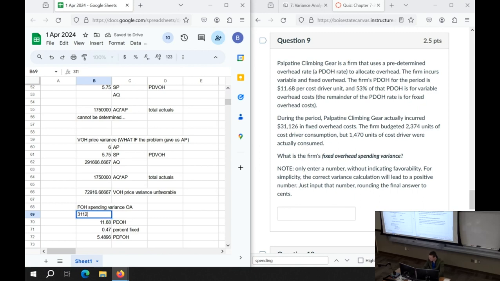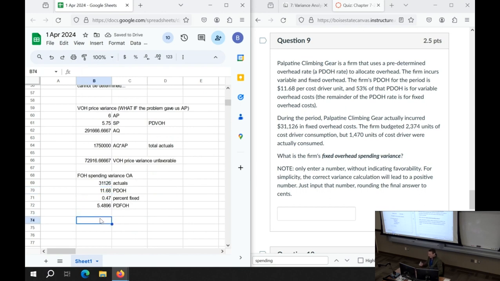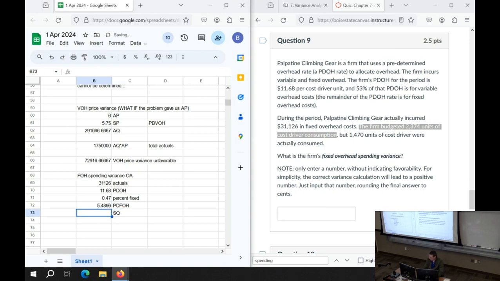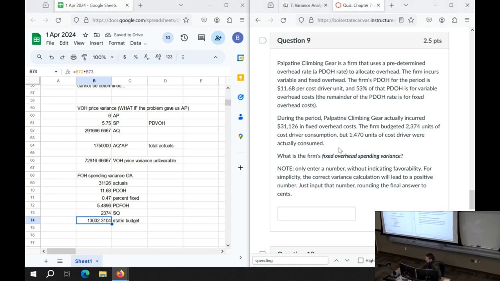We said earlier we have 31,126 as our actuals. Just didn't write it down. Now we have it down. All right, so now we have our standard price. Static budget is going to be the standard price times the standard quantity on the static budget. So the firm budgeted 2375 units of cost over consumption. So that's our standard quantity for this question. We're going to take it as simply as we can here. 2374. So this should be our static budget amount, assuming I haven't misread the question I wrote here.